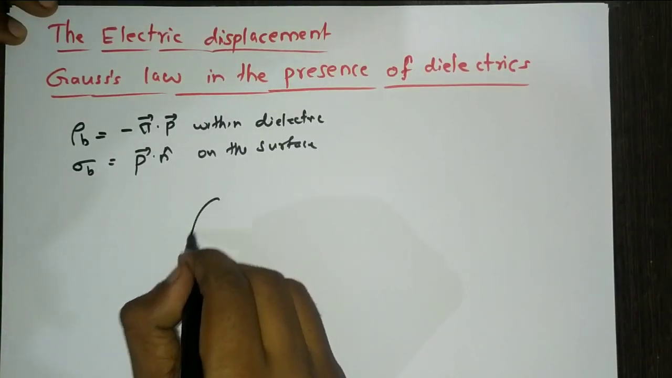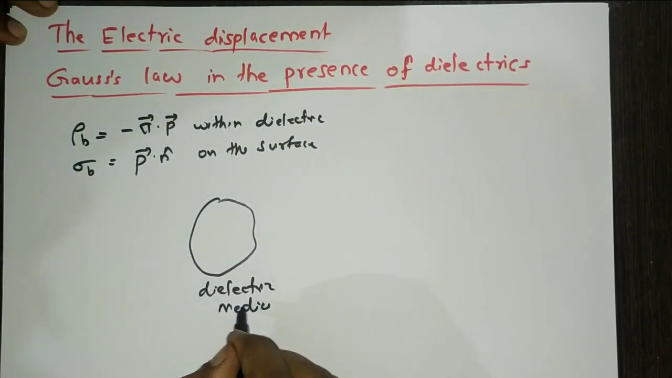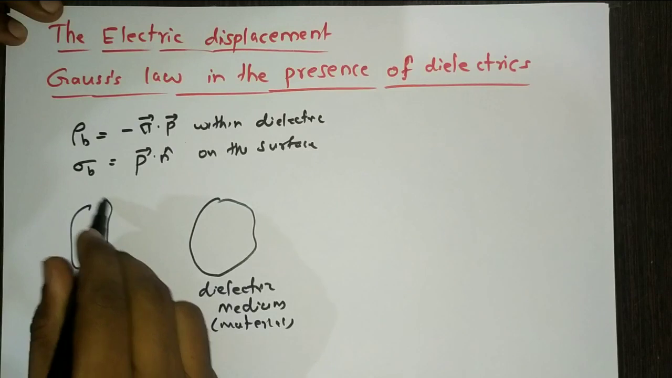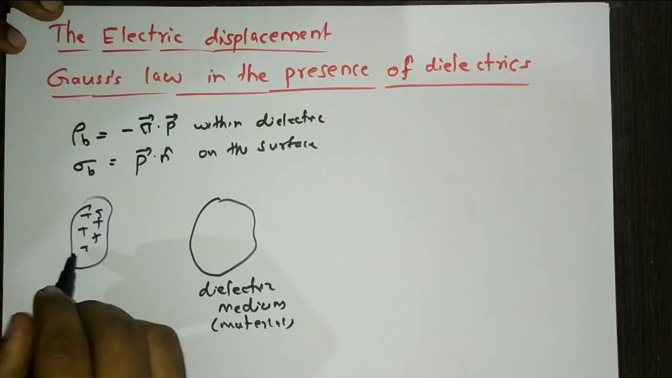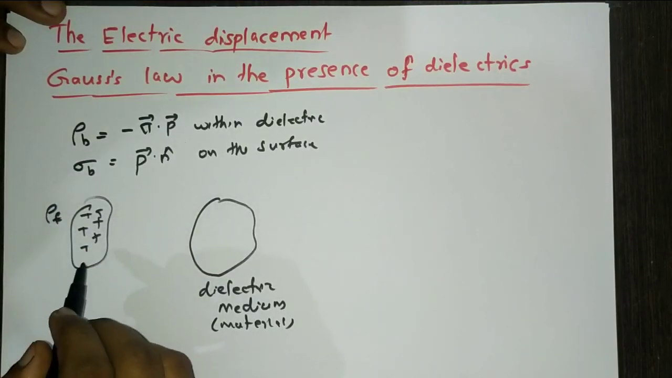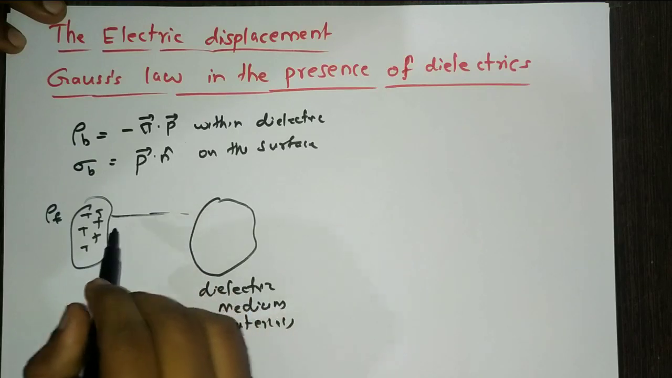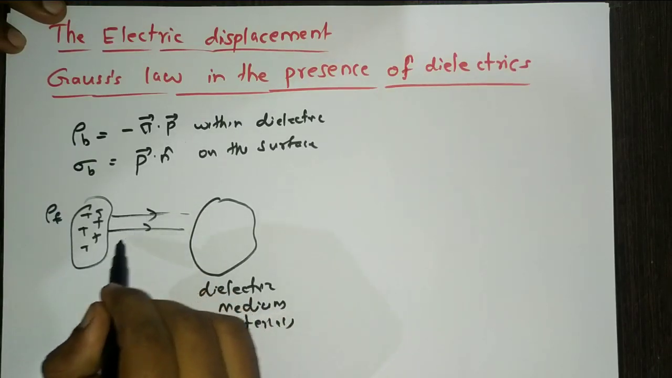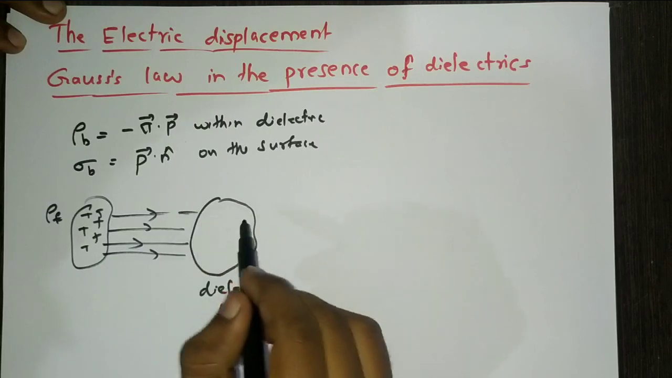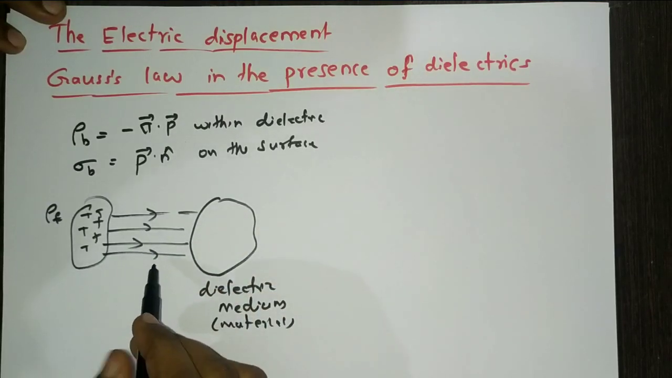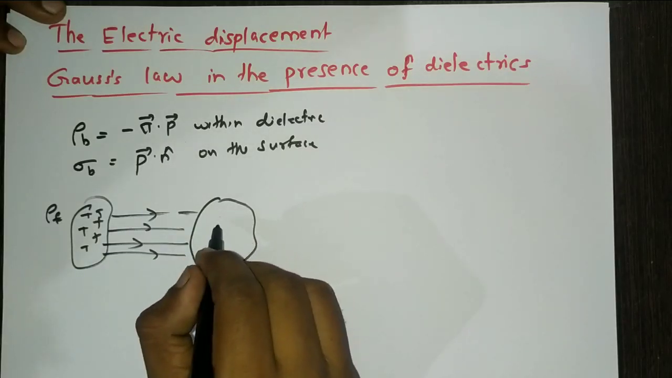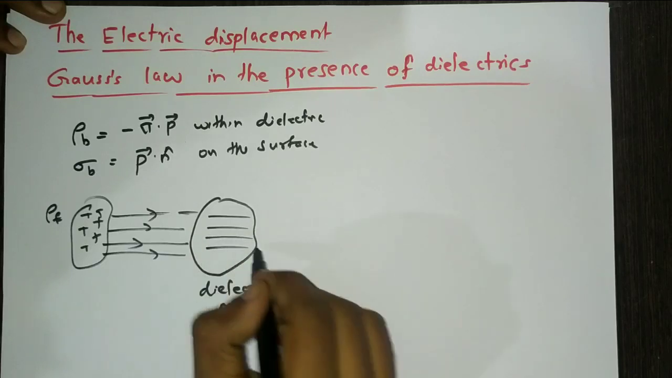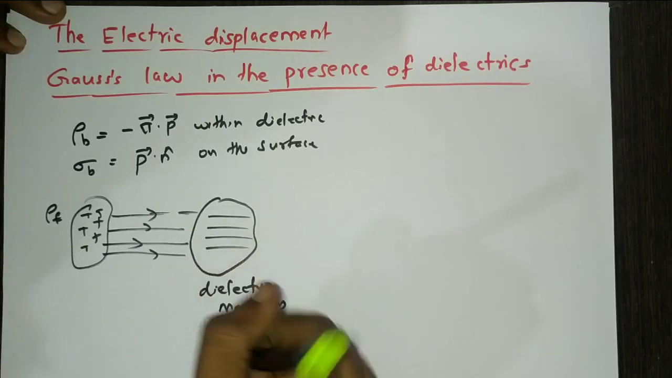If we put our dielectric material near some free charges, this free charge is denoted by rho f. This rho f generates an electric field. Within this external electric field, our dielectric material gets polarized, and because of this polarization we have a volume charge density rho b.